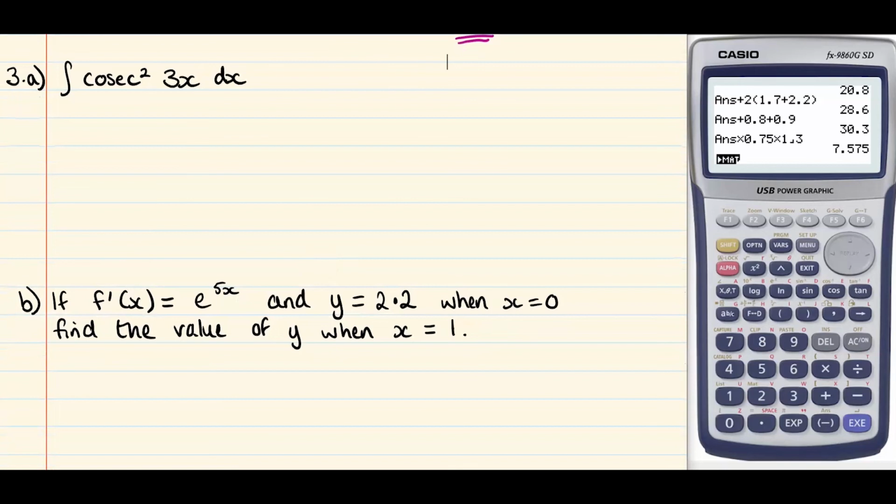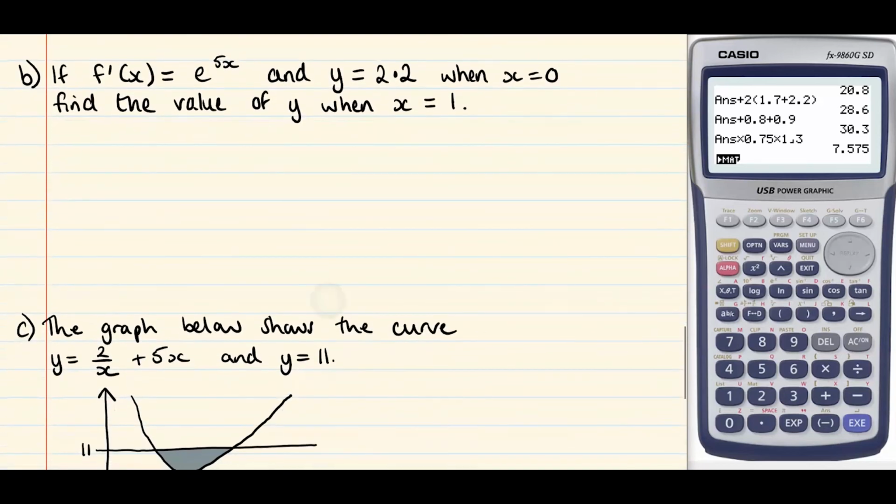Okay, 3a, integrating cosec squared, that is on your formula sheet. We know that if you differentiate cot, you get negative cosec squared. So if we integrate cosec squared going backwards, we will get a negative cot of 3x, and then we need to divide by the 3. So it'll be negative a third cot 3x plus c.